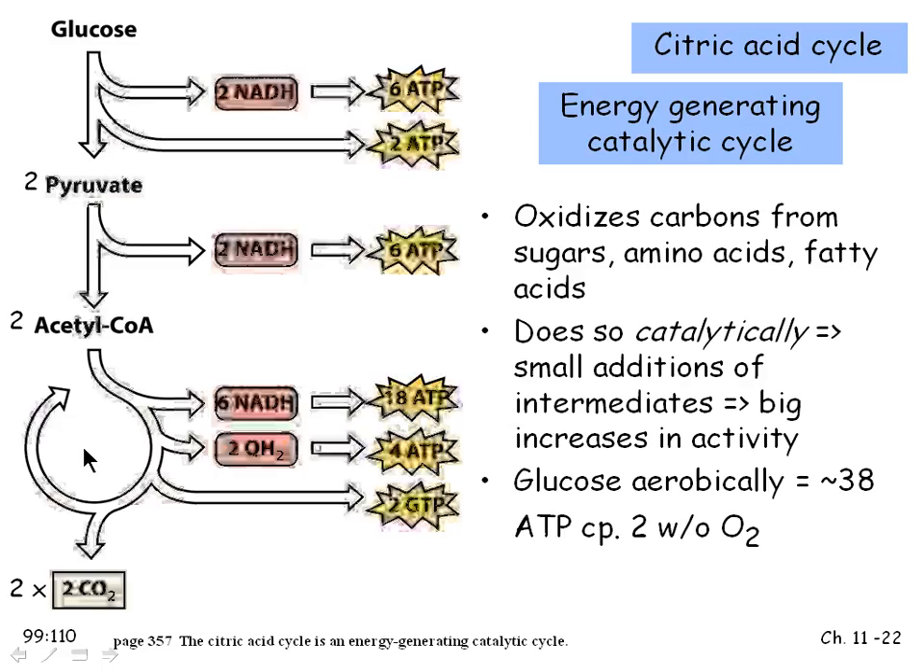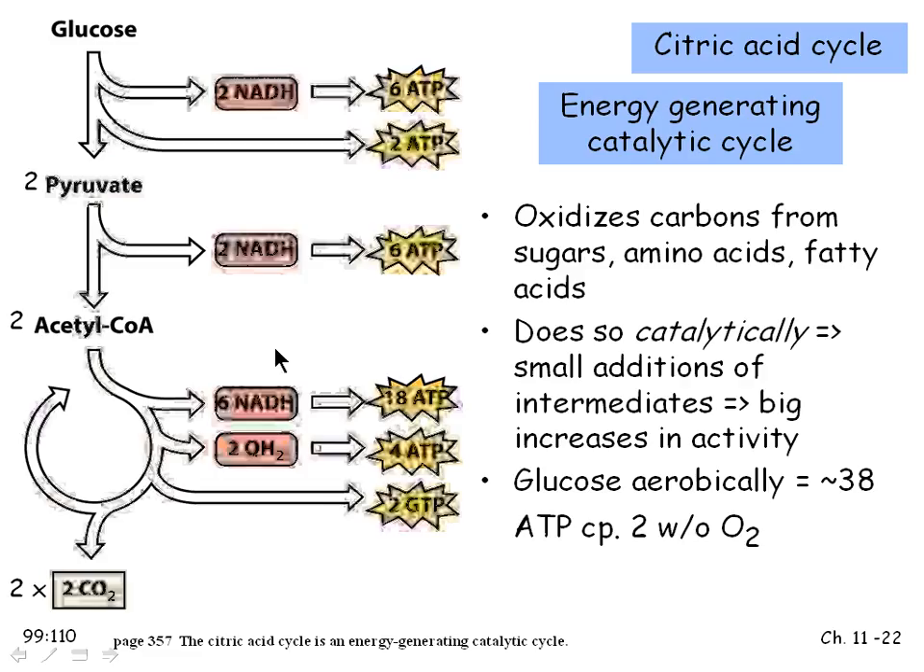Moreover, one of the advantages of a cyclic pathway as opposed to a linear pathway is that if you increase key intermediates, you can increase the flux through that cycle disproportionately because each one can be used multiple times. And so you can partly control the activity of the citric acid cycle by adding more intermediates into it that will just get used over and over again to keep oxidizing carbon backbones.